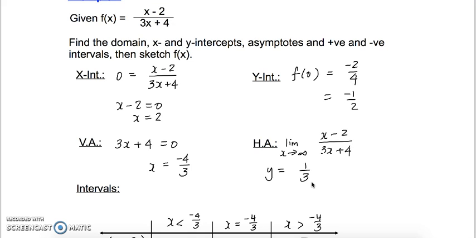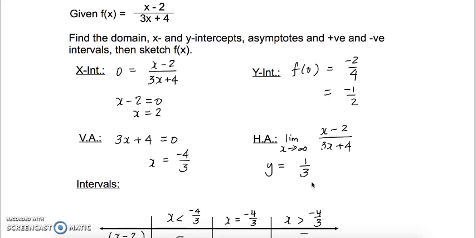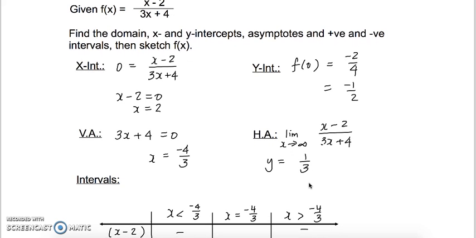The question also asks us to determine the positive and negative intervals of this function. Similar to the sign charts that you have made in the last chapter, instead of looking at zeros, you can use the vertical asymptote to separate your two regions, because we know that this type of function, a quotient of two linear functions, always ends up with two branches, one positive, one negative. So x equals negative 4 over 3 is your VA. You're going to examine the region where x is less than negative 4 over 3, and also the region where x is greater than negative 4 over 3.